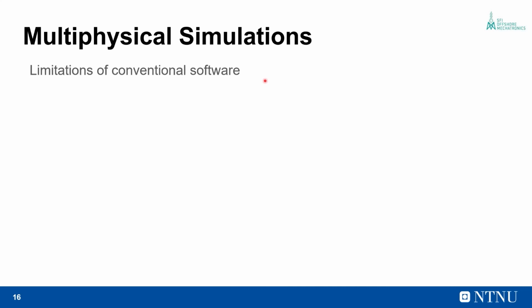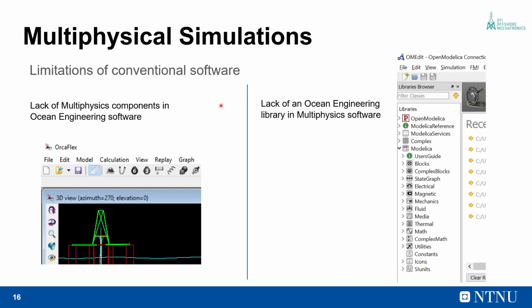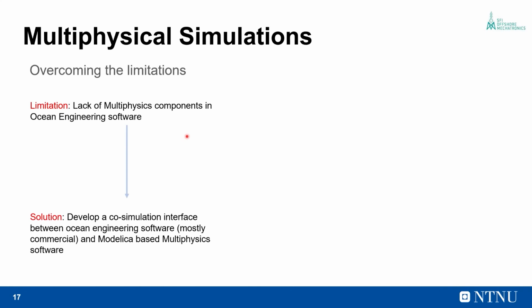Now, what are the limitations of the conventional ocean engineering and conventional Modelica software? Well, the ocean engineering software lacks component models to model multiphysical systems. And the multiphysics software like Modelica do not have a hydrodynamics library. And so it's quite hard to model ocean engineering systems using only multiphysics software. So what's the solution to this?